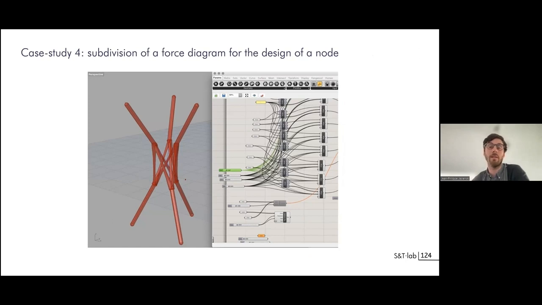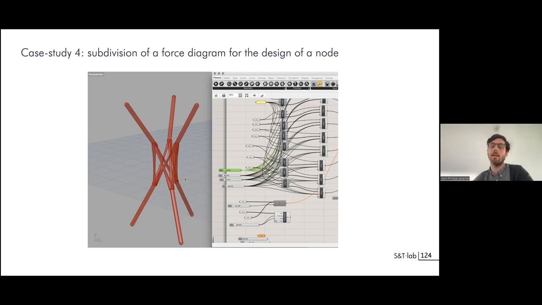At some point, it's interesting for different reasons. First, graphic statics can be used at different scales. It's not only for the global structure, but it can be used to design connection nodes, assemblies between pieces. So it's not scale related actually. Then what I like in this example is that we use a theoretical and mathematical property of graphic statics, which is the subdivision of the force diagram, to generate the geometry and have an optimized repartition of forces.